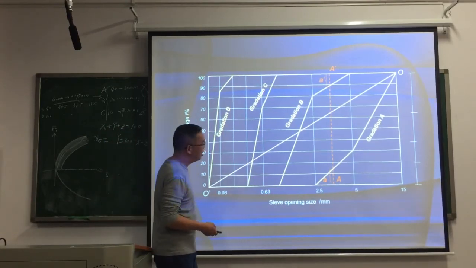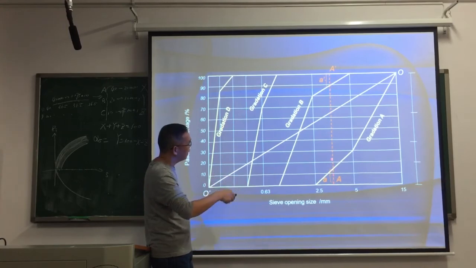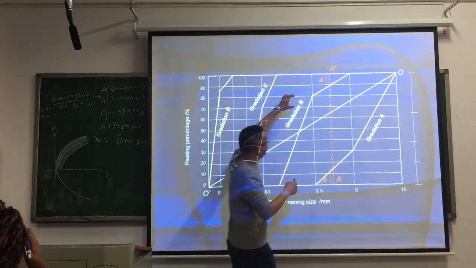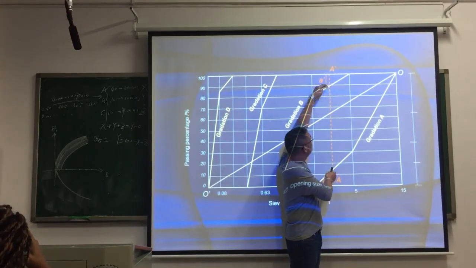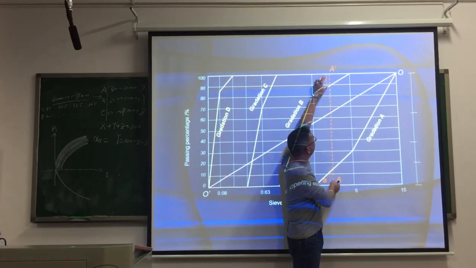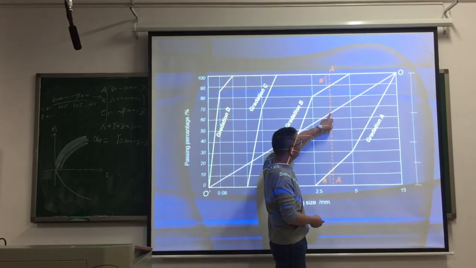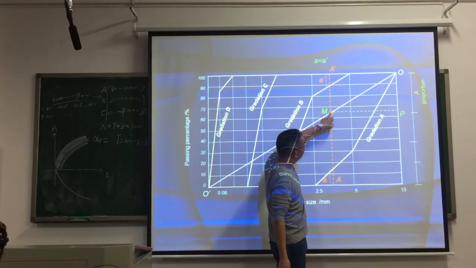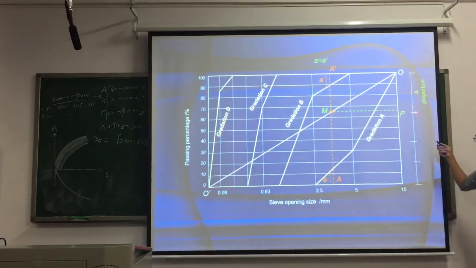So when we draw the gradations for each aggregate, we can decide the content of each aggregate. When we draw this line, we make the distance between here equal to the distance between here, between these two gradation lines. And then this line will contact with this solid line. We can get that this is the proportion of aggregate A.